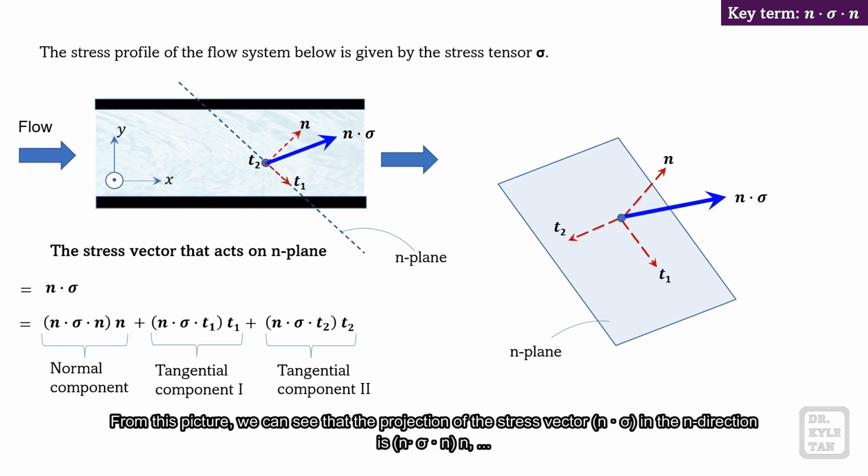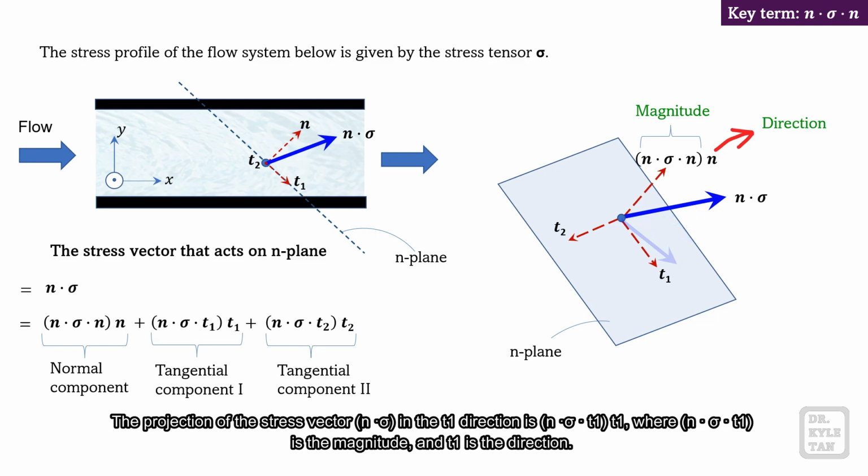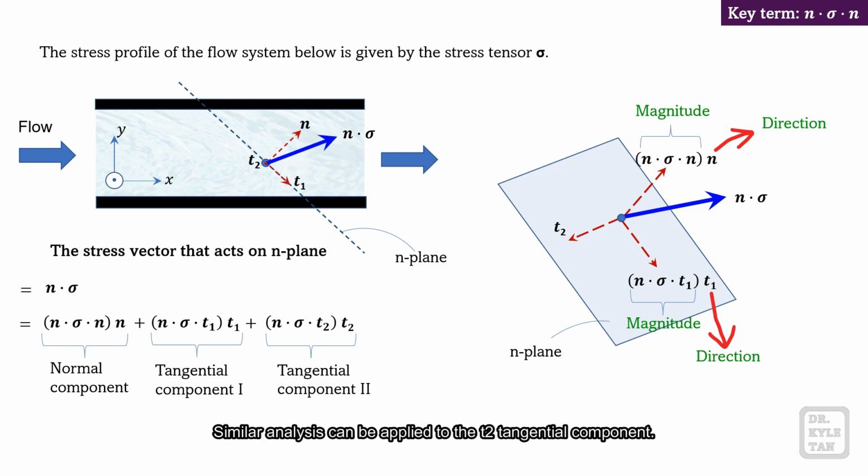From this picture, we can see that the projection of the stress vector n dot sigma in the n direction is (n dot sigma dot n) n, where n dot sigma dot n indicates the magnitude and n indicates the direction. The projection of the stress vector n dot sigma in the t1 direction is (n dot sigma dot t1) t1, where n dot sigma dot t1 is the magnitude and t1 is the direction. Similar analysis can be applied to the t2 tangential component.